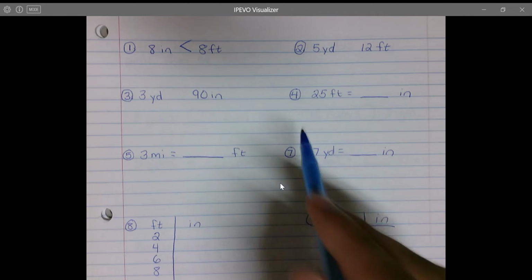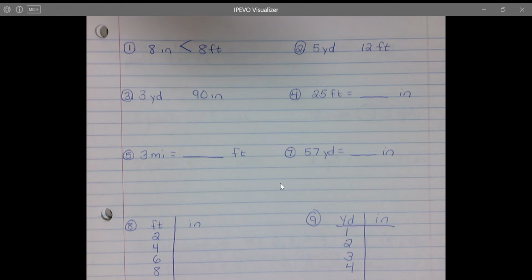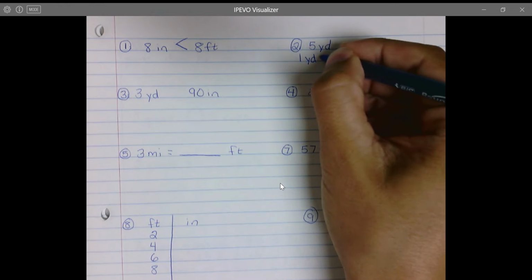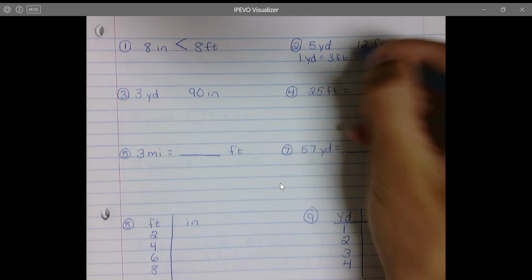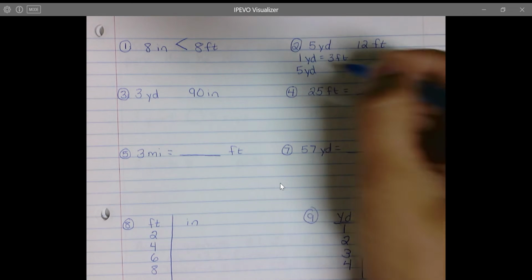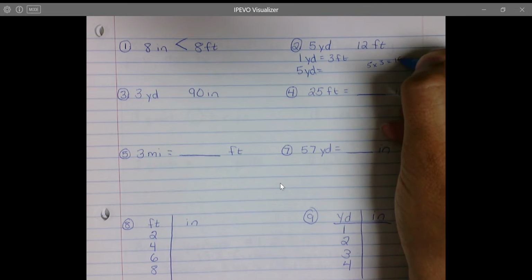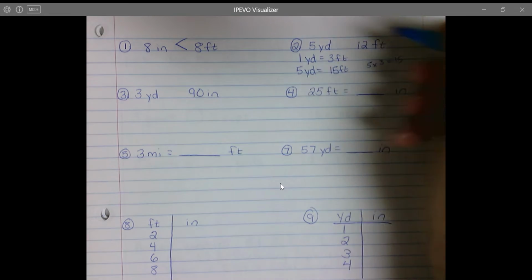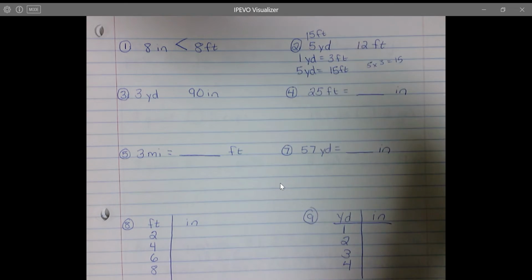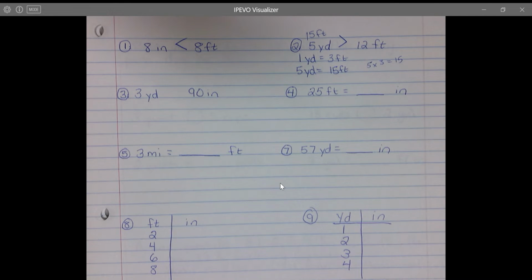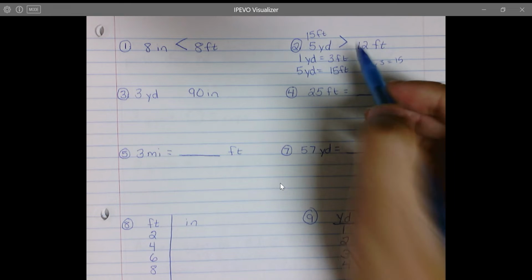Number 2, we have 5 yards and 12 feet. So now we have different numbers. They're not the same numbers, so I can't compare them as easily. So I'm going to use my reference sheet to convert yards into feet. On my reference sheet, it says that 1 yard equals 3 feet. So 5 yards must be, for every one it's 3, so that would be 5 times 3, which is 15 feet. So 5 yards and 15 feet are equivalent. So which one's greater now, 15 feet or 12 feet? It would be 15 feet is greater than 12 feet.